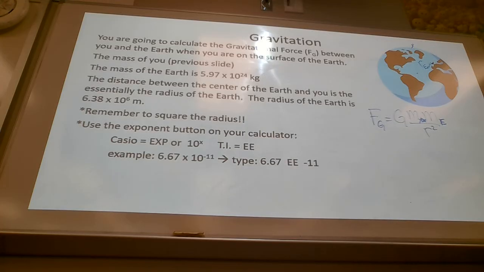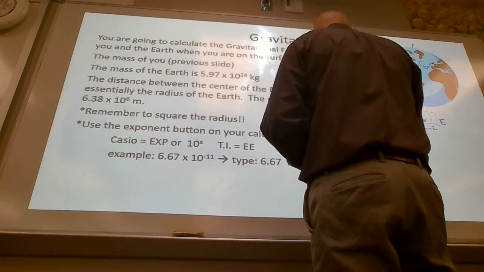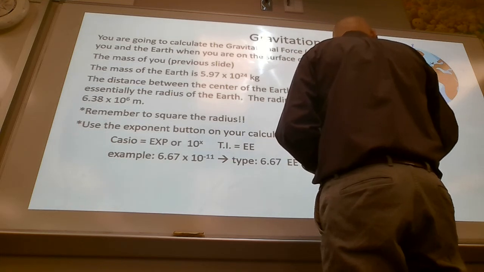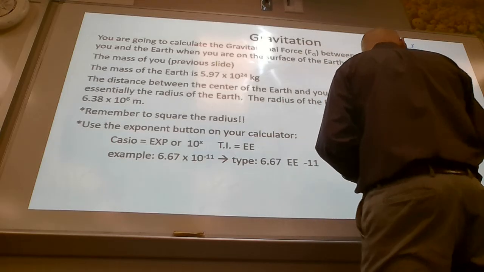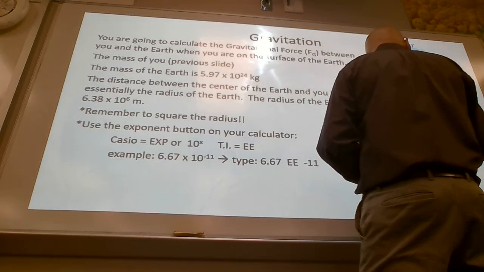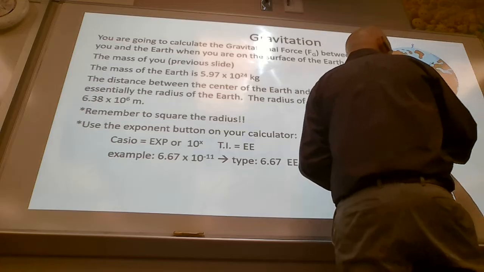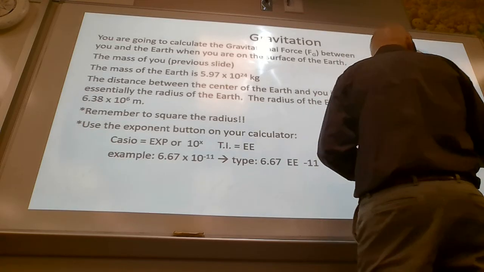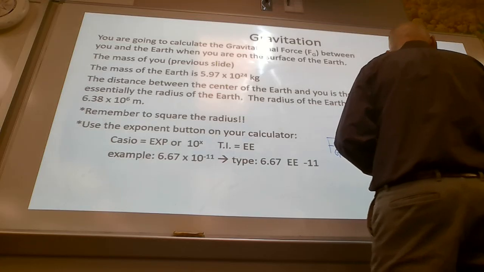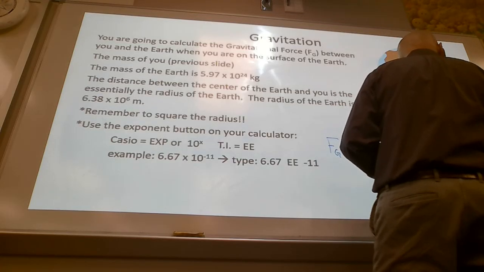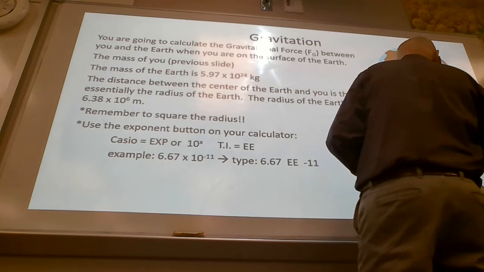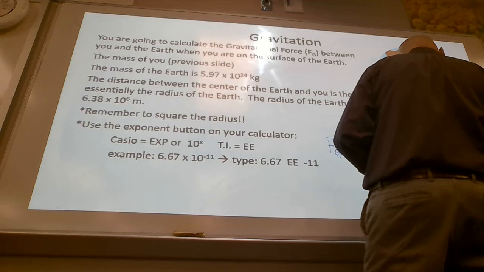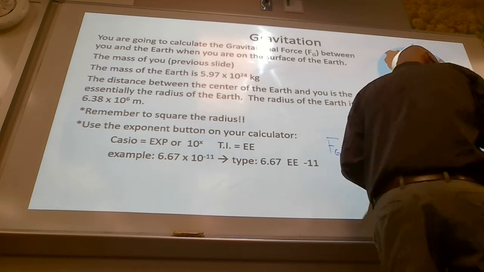So I need everybody to get your calculator out, and we're going to make sure you know how to use your calculator. I'm just going to say the mass. You use whatever mass you had. I'm just going to use 100, just keep things simple. Remember to square the radius.